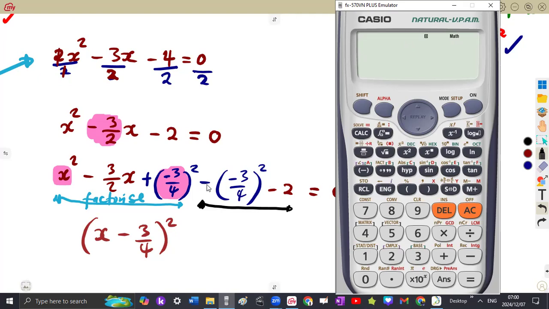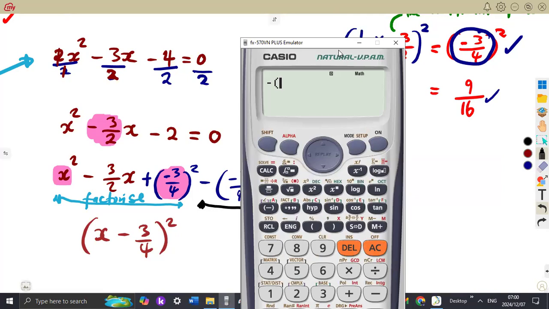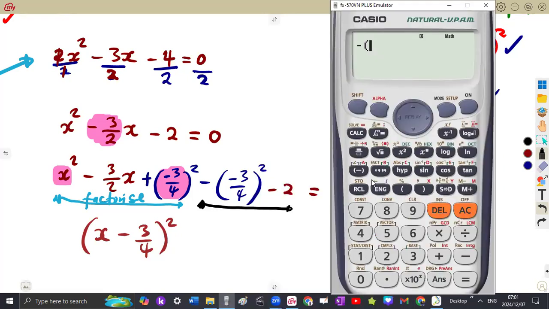So let's simplify, guys. There's a minus there. So minus, open bracket, minus 3 over 4 squared. Or you can just write it as 9 over 16. It is up to you. It is one and the same thing. All right. That's minus 3 over 4 squared. This is the same as minus 9 over 16. So we haven't changed anything.